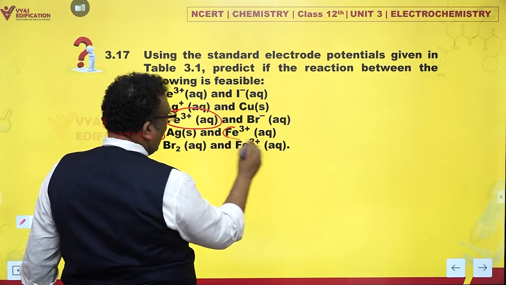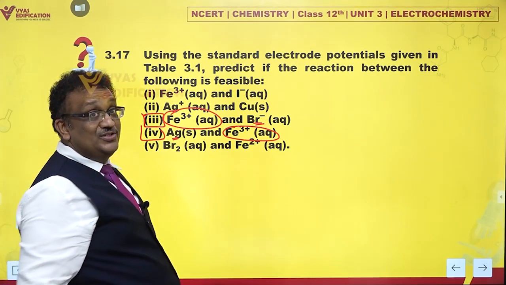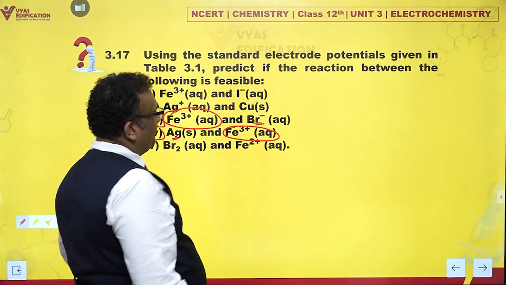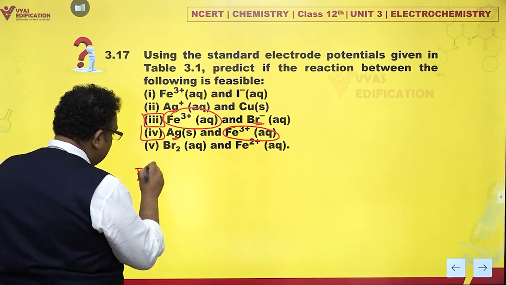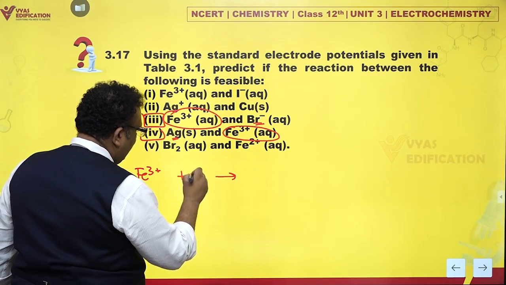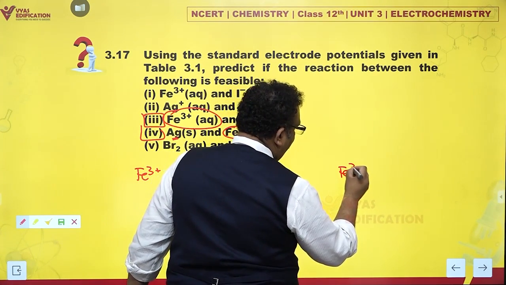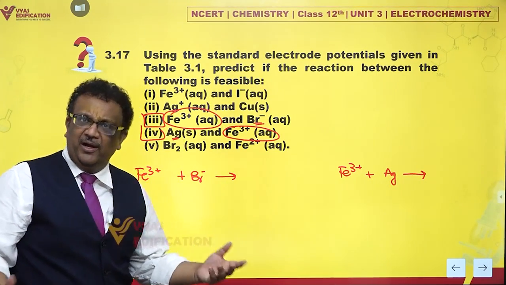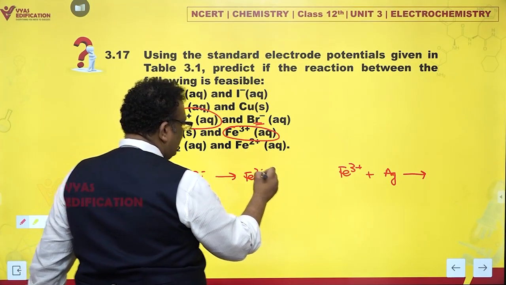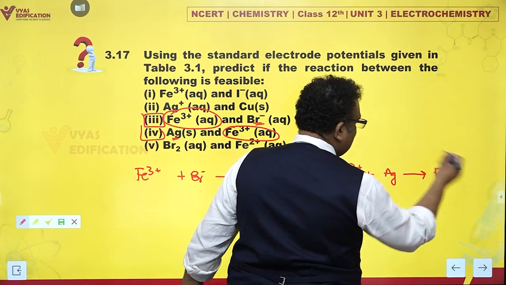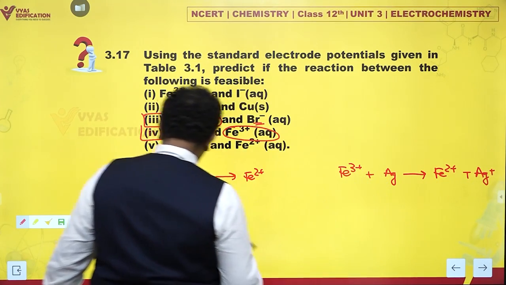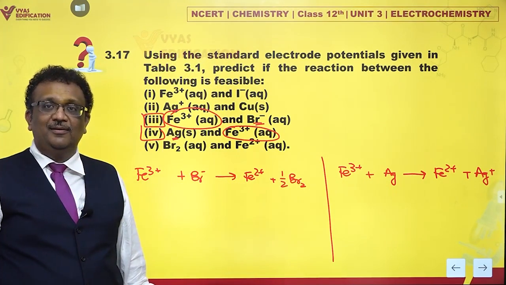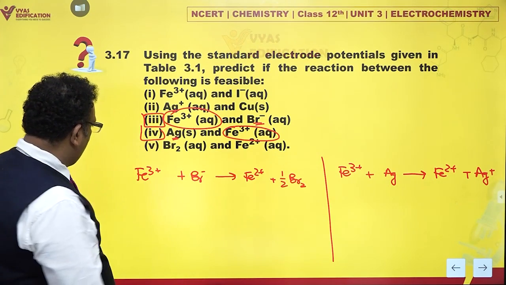We have ferric with Br minus or silver. Let us see if they are feasible. Let's take a look. If ferric ions are treated with maybe Br minus, or if ferric ions are treated with maybe silver, what exactly happens? Ferric may get reduced to what? Of course to ferrous. And what about silver? Silver gets oxidized to Ag plus, or Br minus gets oxidized, of course, to bromine. It's a very, very similar story.